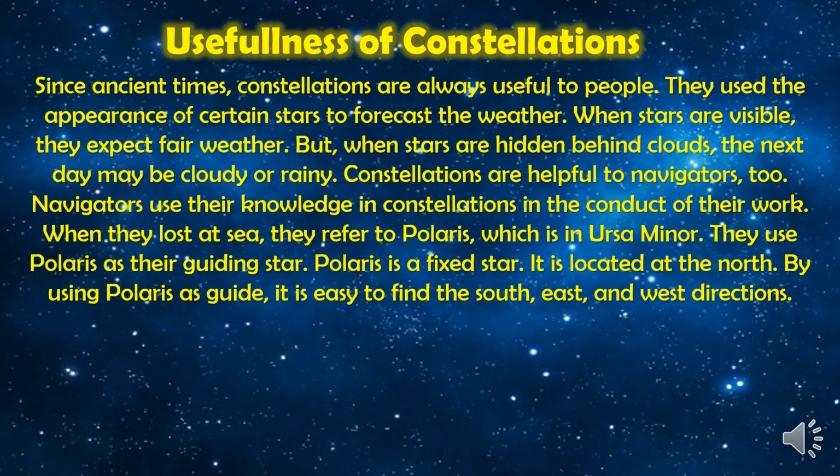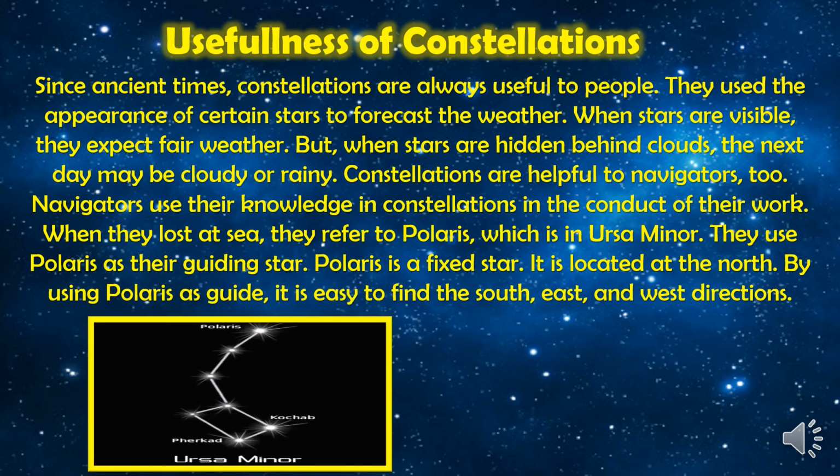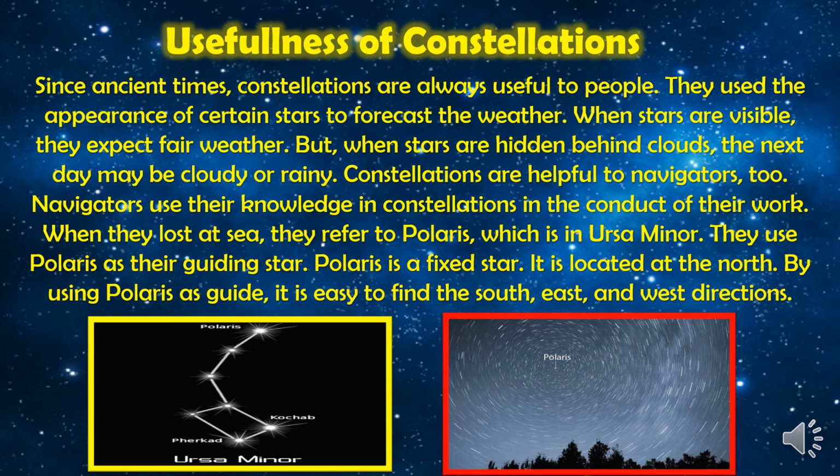Constellations are helpful to navigators too. Navigators use their knowledge of constellations in the conduct of their work. When they are lost at sea, they refer to Polaris, which is in Ursa Minor. They use Polaris as their guiding star. Polaris is a fixed star. It is located at the north. By using Polaris as a guide, it is easy to find the south, east, and west directions.